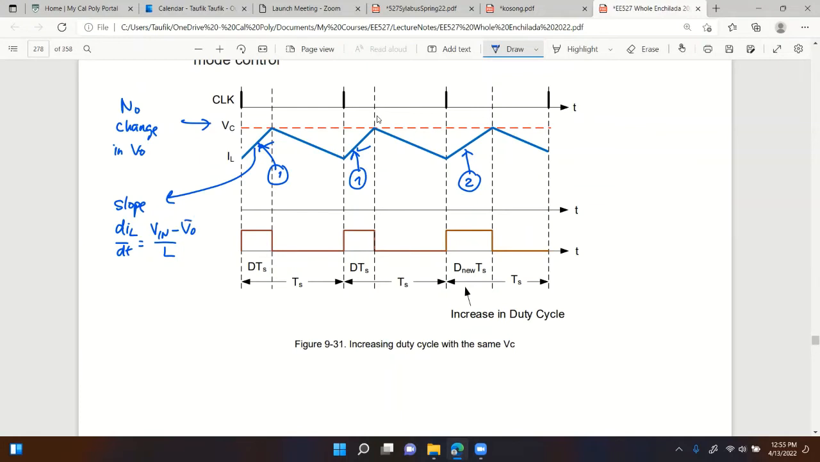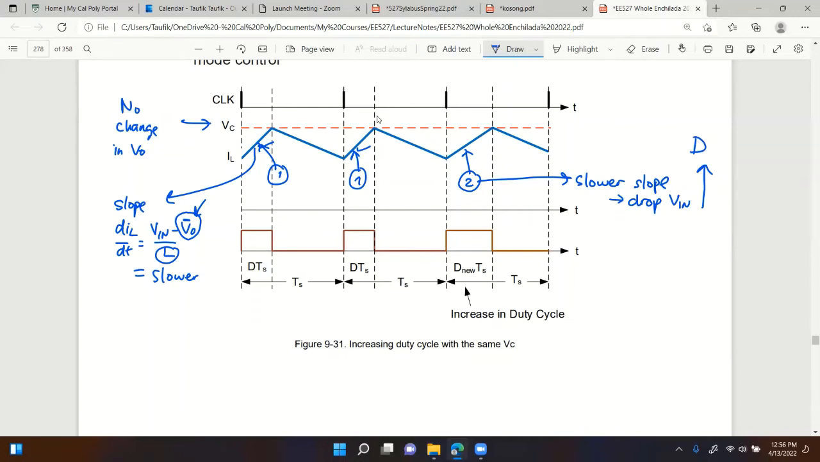Slower means, for the same output voltage, because how do I know it's the same output voltage? Because VC is constant right there. So output voltage is the same, but if the slope is slower, well, L is fixed, that means V in must be dropping. So a slower slope represents a drop in input voltage. And what do we want when input voltage drops? We want the duty cycle to increase right away.